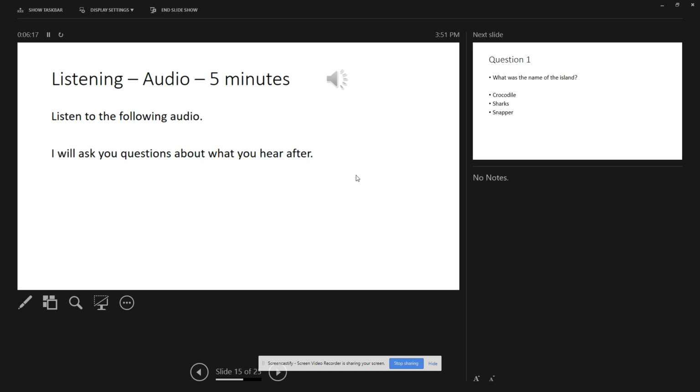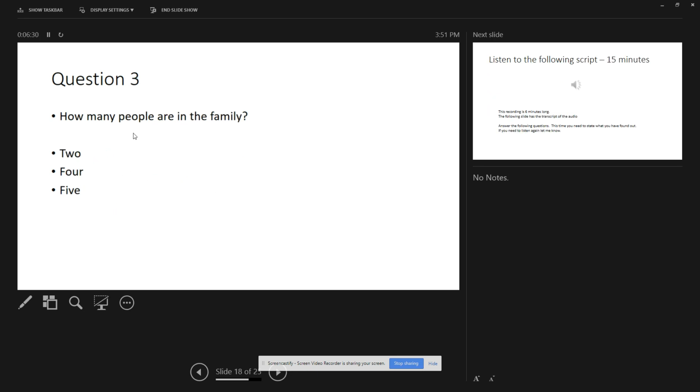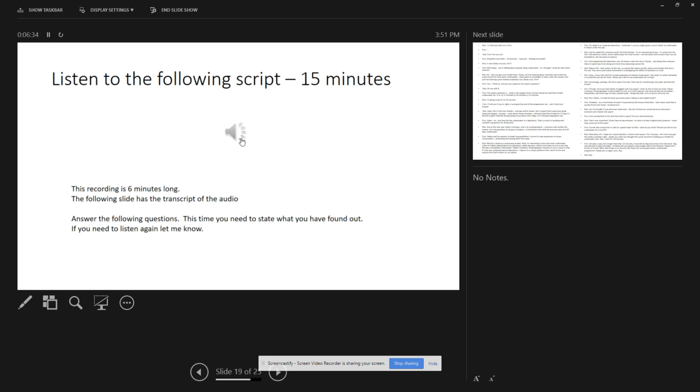And so, because I looked at the test, they have to do quite a few of these, getting harder and harder and longer. What was the name of the island? It was Snapper Island. How many great white sharks did they see? They saw 7. How many people in the family? 5. Here's this one.